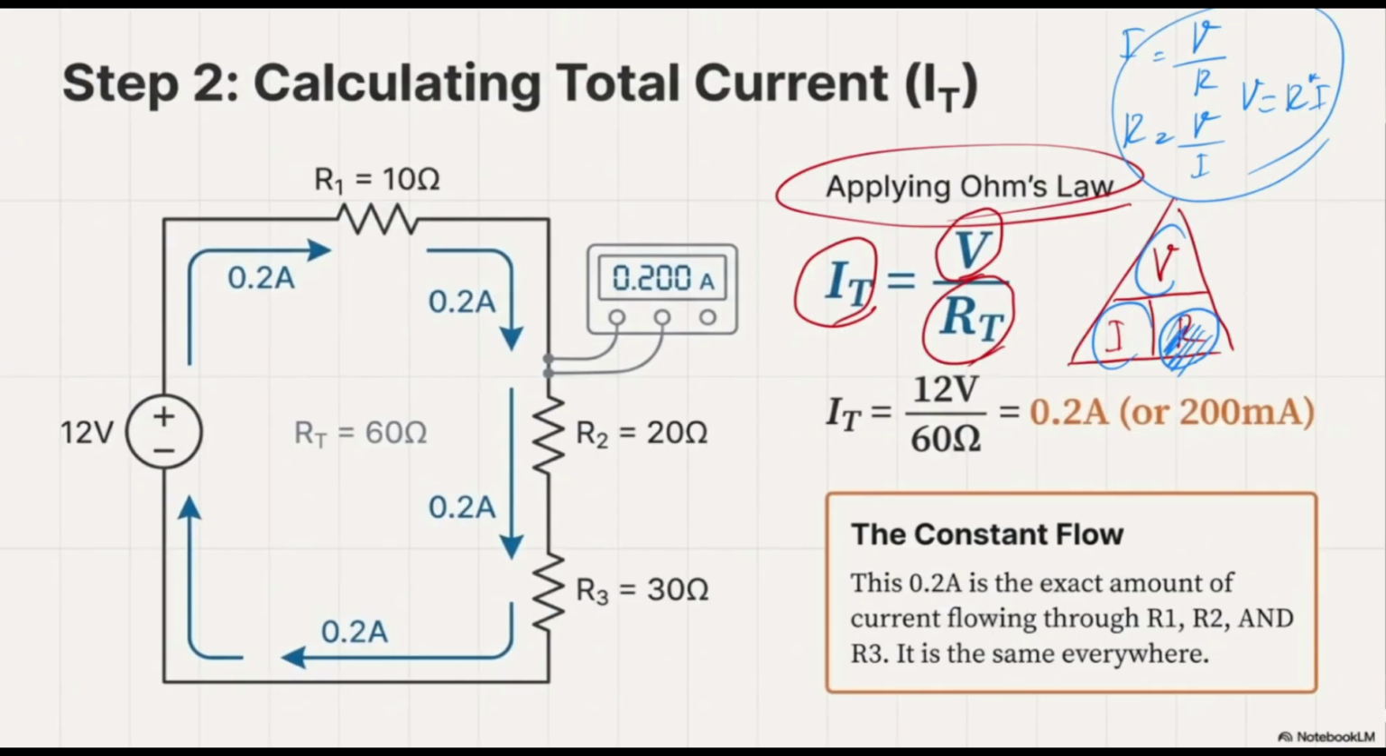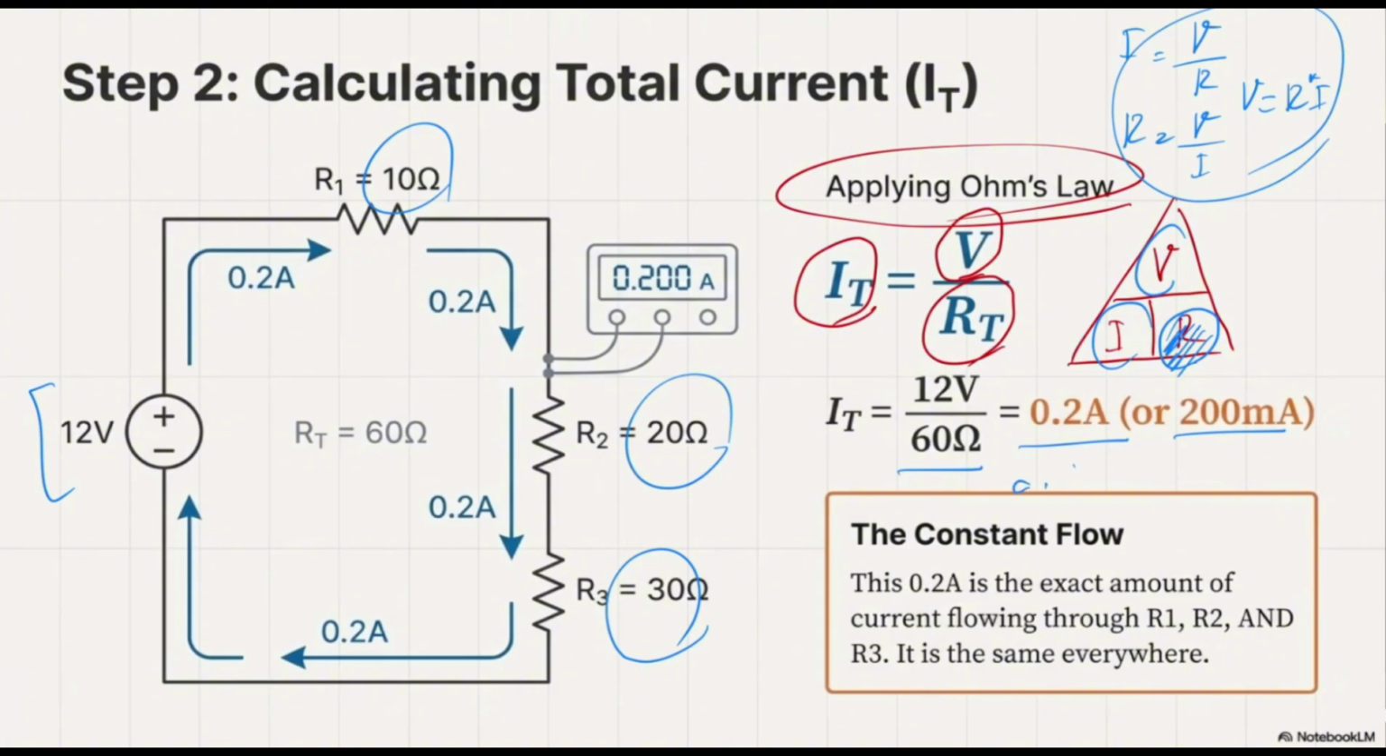Imagine that I do have a question like this. I do have 12 volt as my source. I do have 10 ohms, 20 ohms, and 30 ohms. In total, I do have 60 ohms. And the question is this: how much current is going to pass inside this path? So I do have 12 volt divided by 60, which is going to be 0.2 amp, or most of the time we show it with milliamp because it's not that big, 200 milliamp.